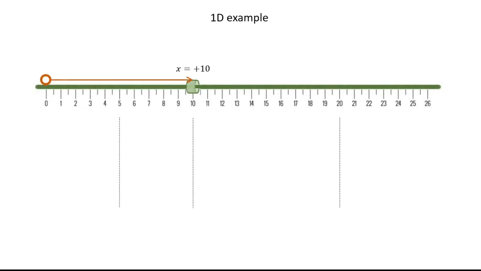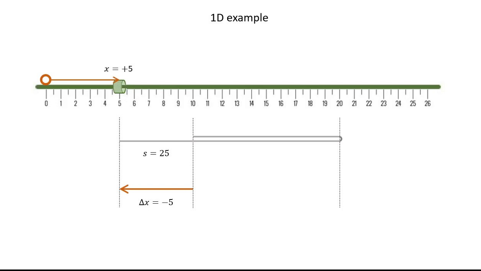Here's a one-dimensional example. We'll start at x equal 10. We'll go to x equal 20. And finally to x equal 5. Some of these quantities here: the final position is x equal 5, right? The initial position was x equal 10. I'm not putting units in this example.